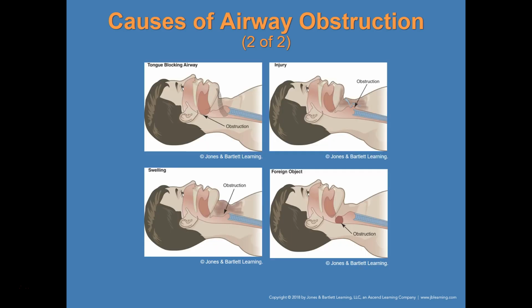Here are some examples of airway obstructions. First one's going to be our tongue. This one's an injury to the throat that caused something to happen. Here we have swelling, maybe from an allergic reaction to something, that's started closing off that airway. And here we have a foreign object in the throat.